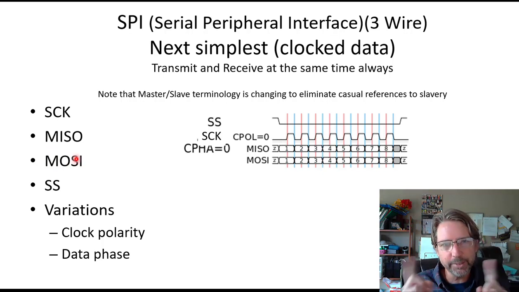So data flows in both directions at the same time, always. Sometimes you just ignore one. If you're only sending data, you don't pay any attention to what's being received. But the standard is that data flows in both directions at the same time.